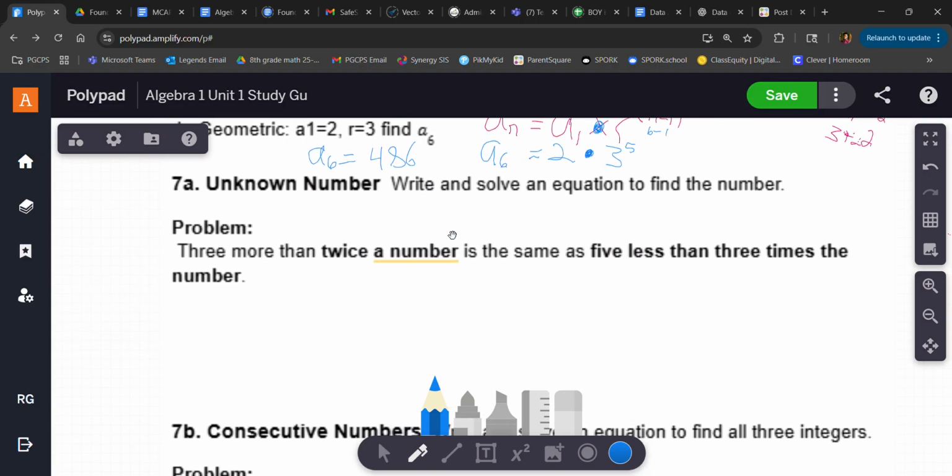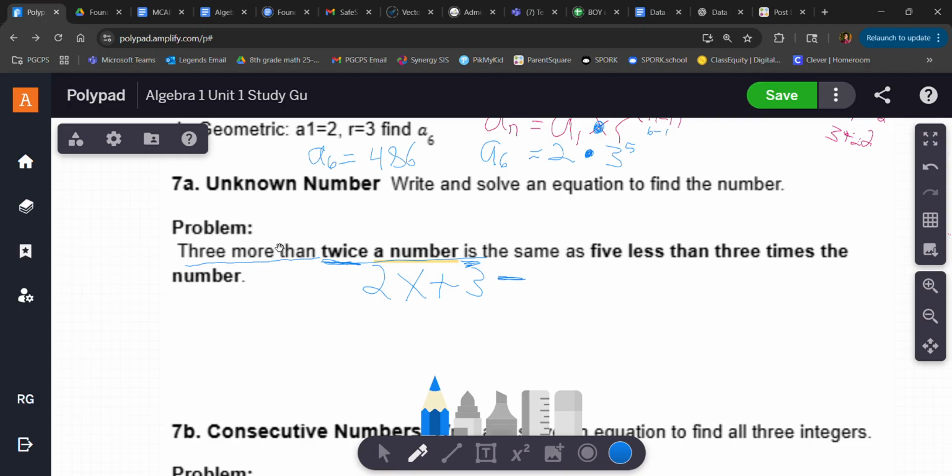Next, moving on to 7a, write and solve an equation to find the number. You want to rationalize this equation first and break it apart into pieces to write the expression or write the equation. For example, starting with 3 more than twice a number. Well, we don't know what that number is. It's unknown, so it's x. Twice that number x could be represented as 2x, and 3 more than that will be plus 3.